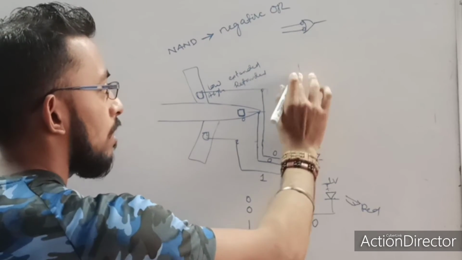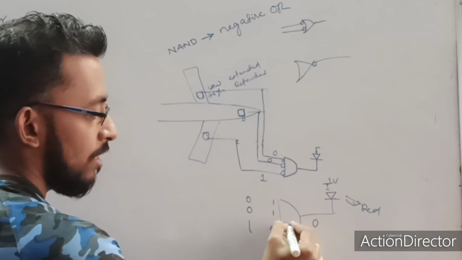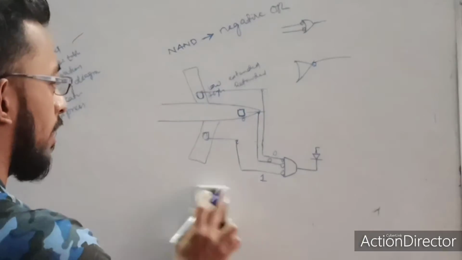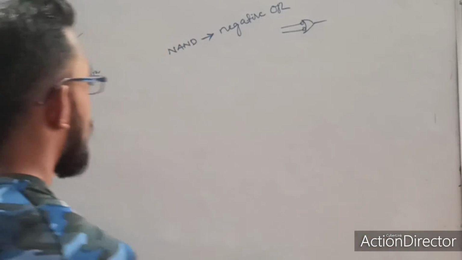I can use this symbol or this symbol. Any symbol we can use. Okay, so this is one example, or we can say one application, where we can use our NOR gate.